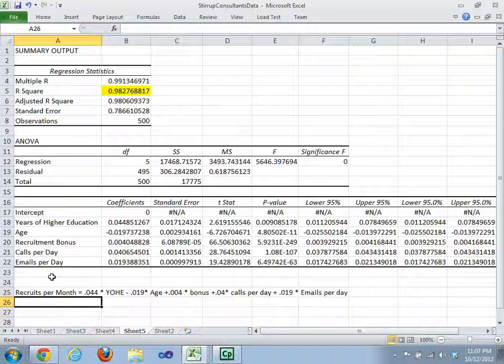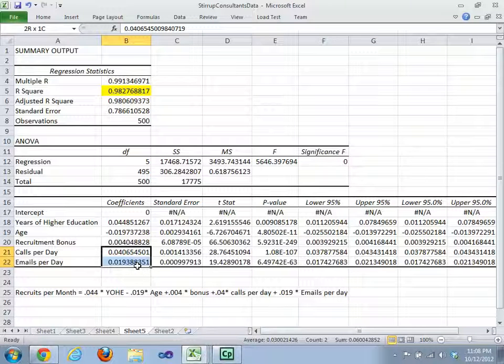And if we look at the coefficients, what they tell us is pretty much the older the better, the higher their bonus the better, the more calls and emails they make a day the better. I'm sorry, not the older the better. The more years of education the better, but the younger the better. But if we had to choose, given that the magnitude of the coefficient for years of education is 0.044 and the coefficient for age is 0.019, it's more important to have an extra year of education than it is to be a year younger. Almost twice as important, okay?